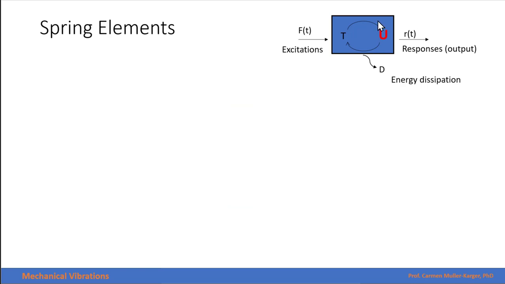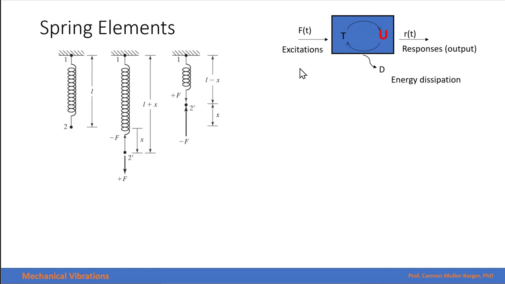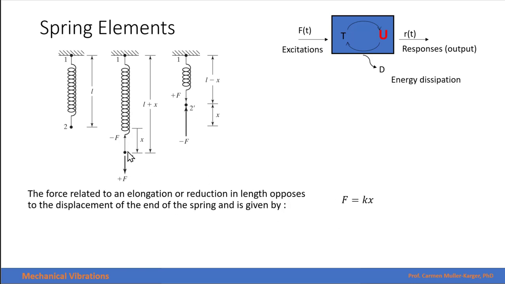The spring elements are one of the elements that accumulate potential energy in our systems. A spring is a type of mechanical link which in most applications is assumed to have negligible mass and negligible damping. The force produced by a spring is related to an elongation or a compression of the length, and it opposes the displacement of the end of the spring. The force is given by the constant of the spring times the displacement, and this displacement is the final length minus the unstretched length. When we are compressing the spring, the compression will also be the unstretched length minus the final length of the spring.